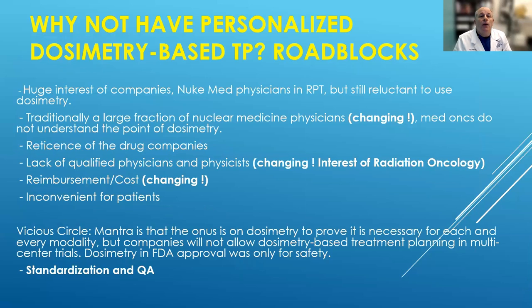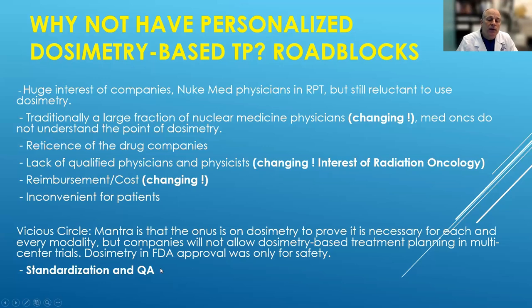All right. So why not have dosimetry-based treatment planning? I'm going to move a little faster. The mantra has always been that the onus is on dosimetry to prove it is necessary for each and every modality, but it's very difficult to get trials that will test that hypothesis. And so we're in a vicious circle of not being able to prove what we're being asked to prove.